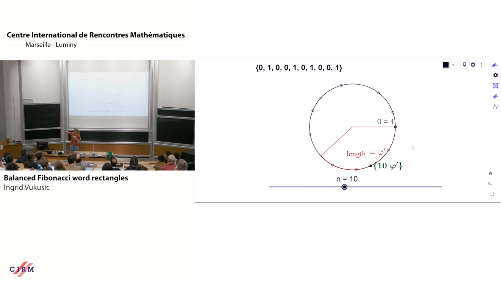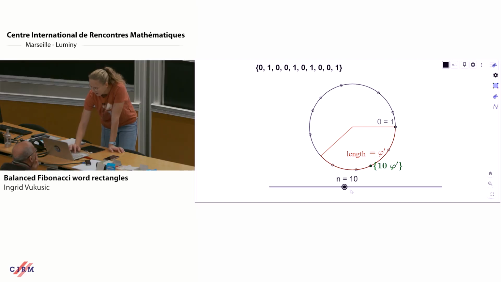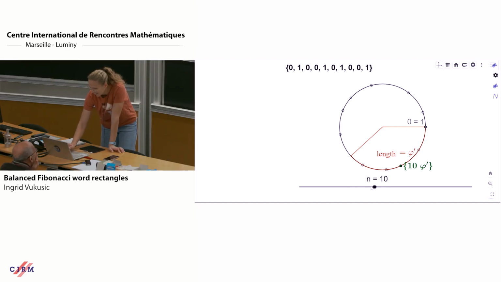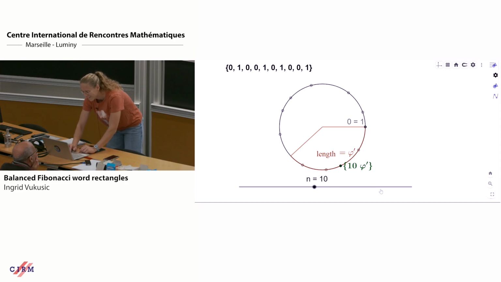So now I've rotated 10 times, and first we landed like here, and then here, and then here, and so here we're at the 10 times phi prime. This is in the red area, and therefore the last digit that we recorded was a 1. And then after that, we keep rotating.